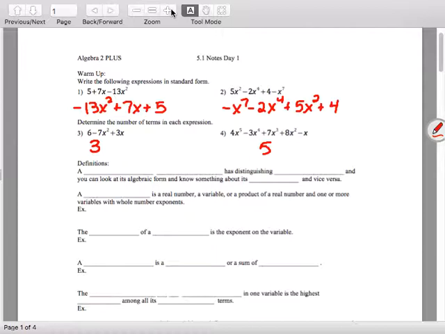5, okay? All right, so we're going to write some definitions here. I actually have quite a few. A polynomial function has distinguishing behaviors, and you look at its algebraic form and know something about its graph, and vice versa. So if you look at a graph, you should be able to tell something about the polynomial function.